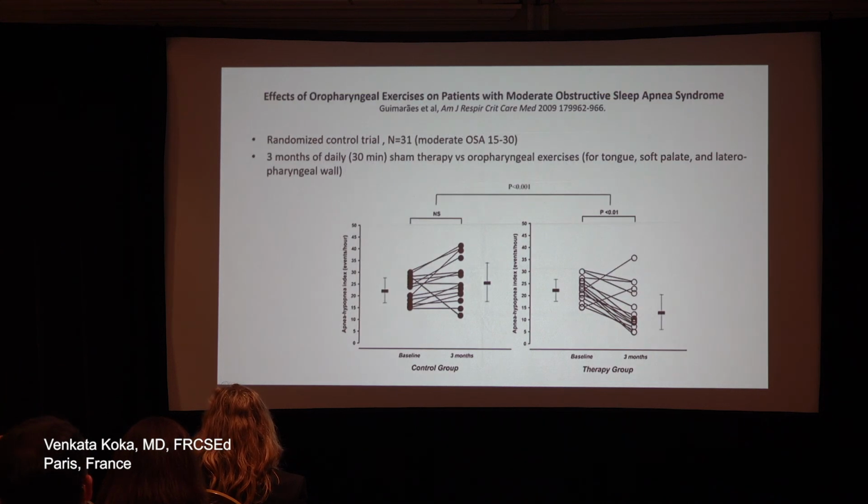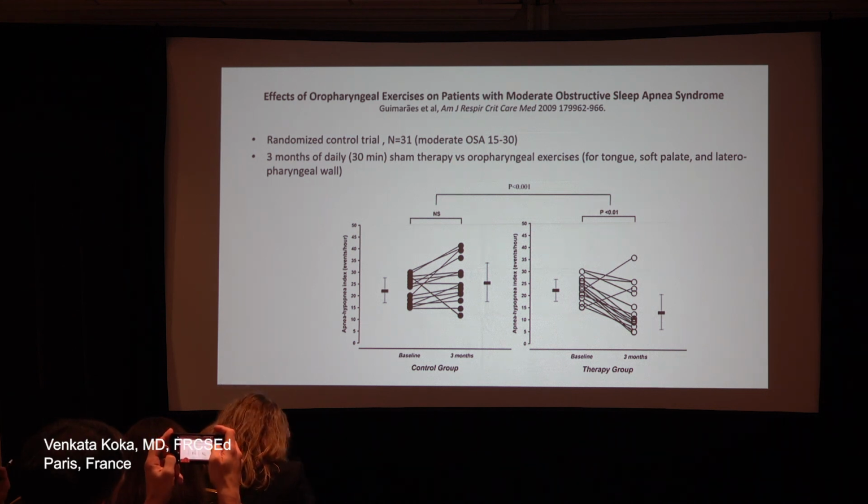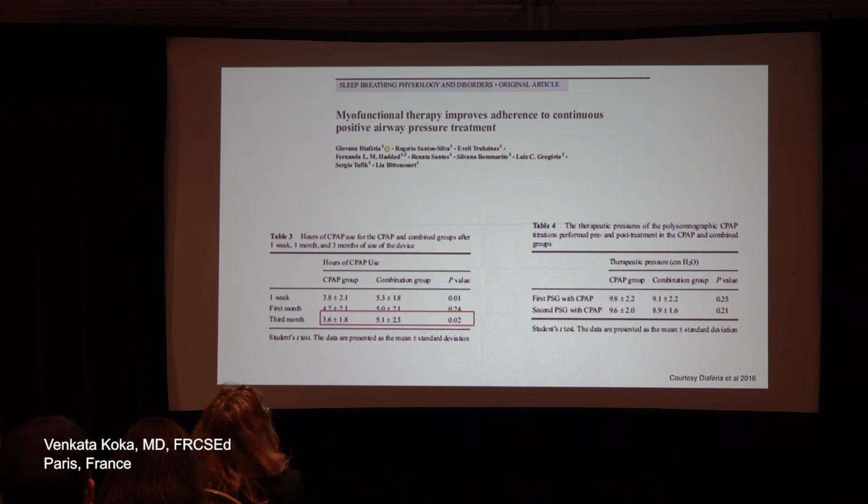This is a good study by Bebraich. She has done a randomized study with sham and some 3 months of OMT, and she observed a good drop in AHI and an increase in the low SpO2, like the oxygen nadir has increased, and also decreased neck circumference. I don't put all the slides, it's not necessary. This is myofunctional therapy adherence to continue. This is very interesting.